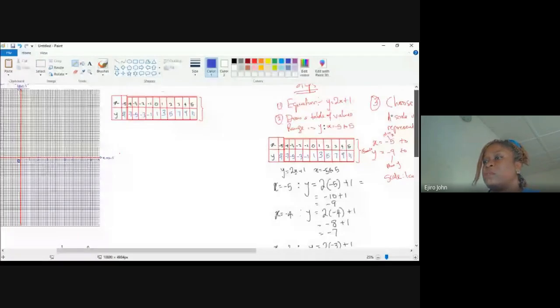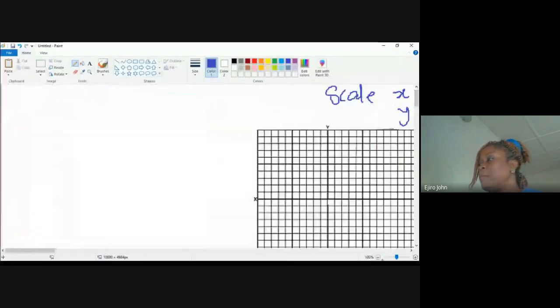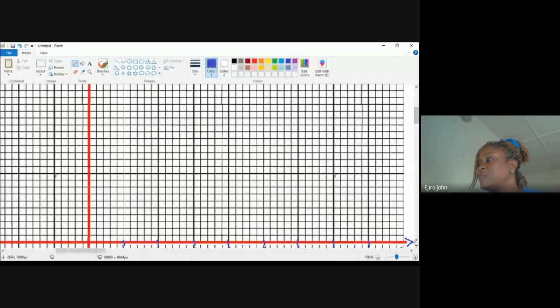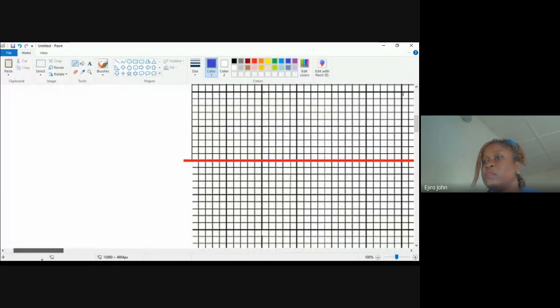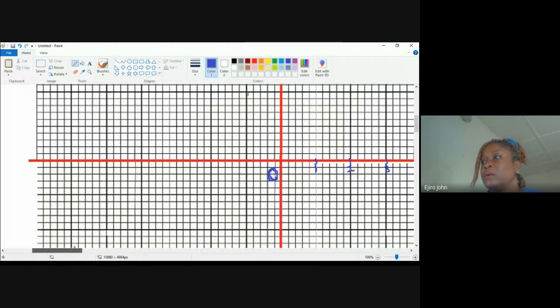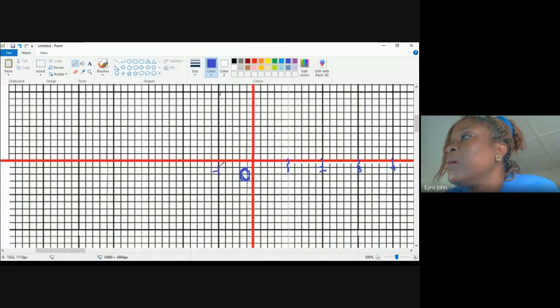Then you go to this other point, the negative section. Go to the negative section, and then you start to label. So you have minus 1, minus 2, minus 3, minus 4, minus 5, minus 6.